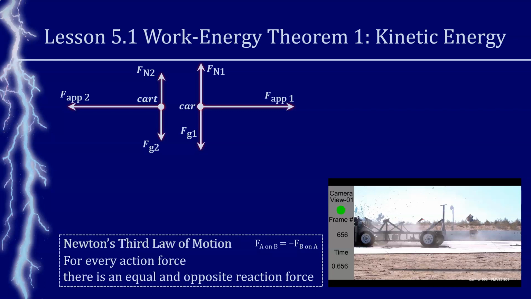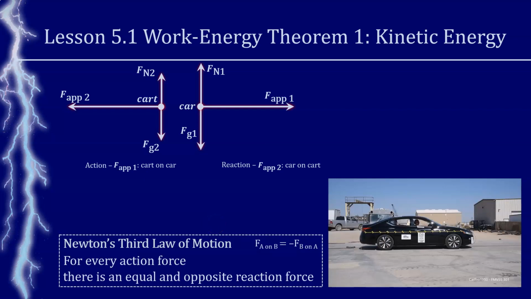Well, let's just consider the forces that are acting on the car. We'll call the action force the cart crashing into the car, applying a forward force on the car. I'm going to have a reaction force that switches my object and my agent. So I would say that the reaction force is the applied force number 2, the car on the cart. But is this an action-reaction force pair?